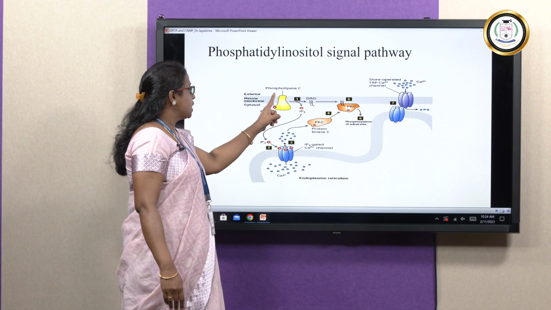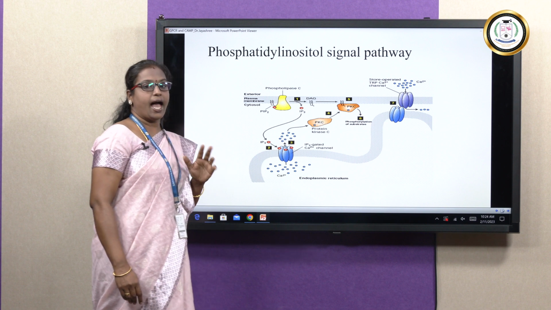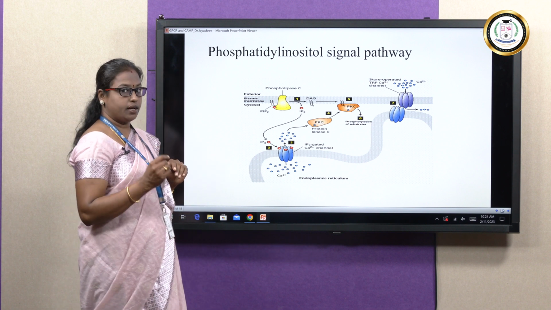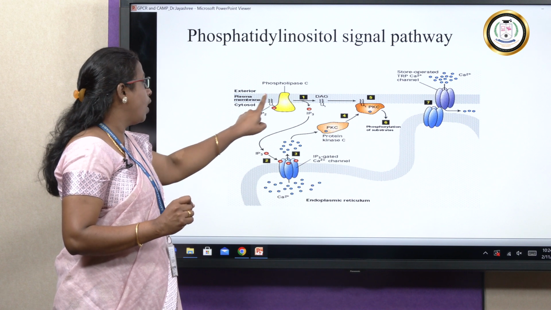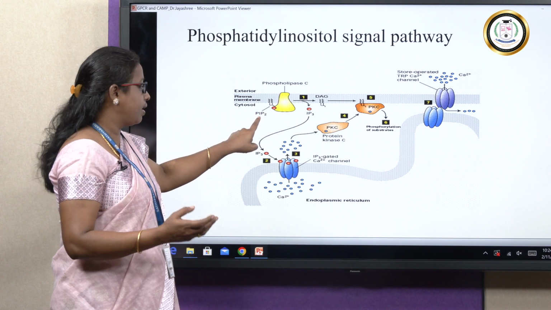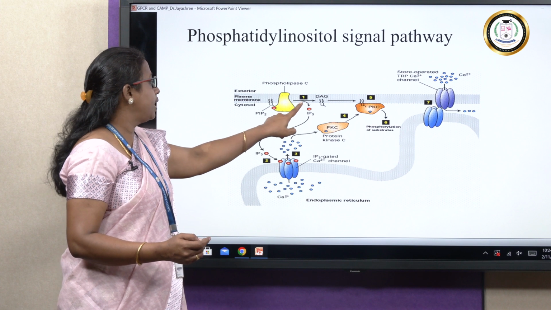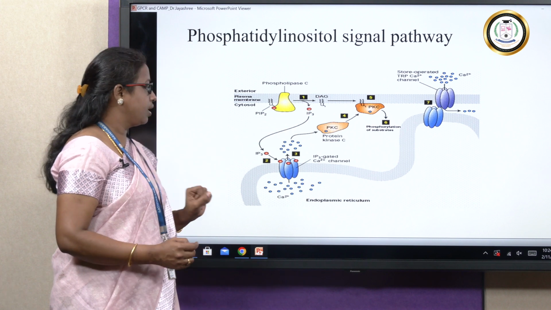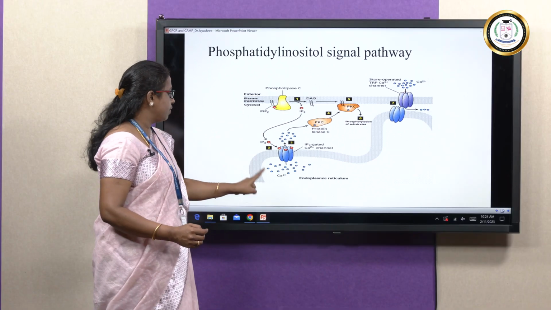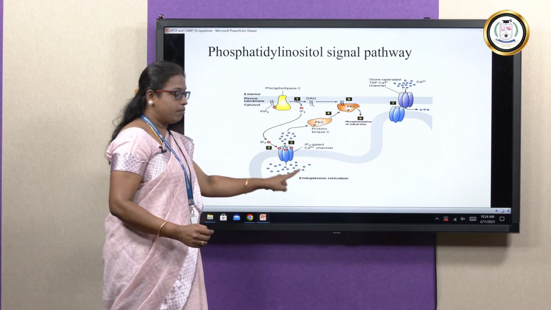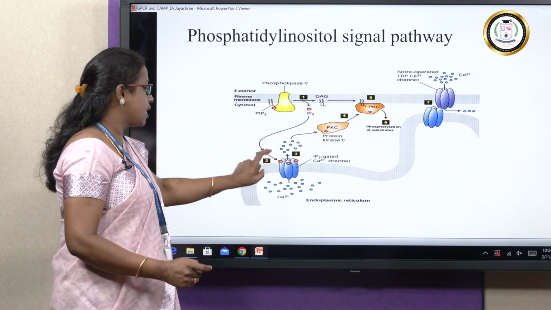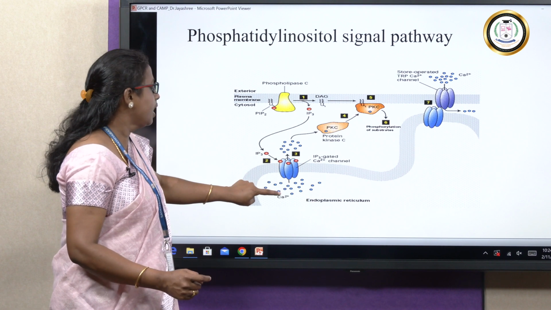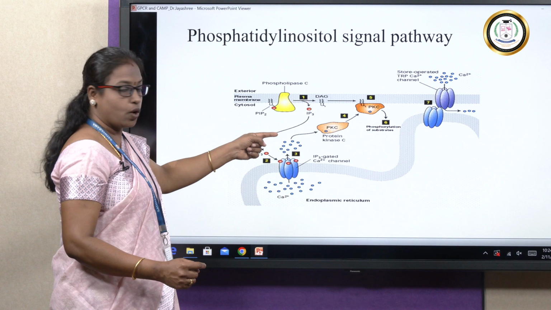First, the phospholipase C enzyme is activated by the alpha subunit, alpha Q. It will go and bind with PIP2, which is separated into DAG and IP3. This IP3 goes and binds with the endoplasmic reticulum, opens the calcium ion channels, and releases the calcium ions to the cytosol.